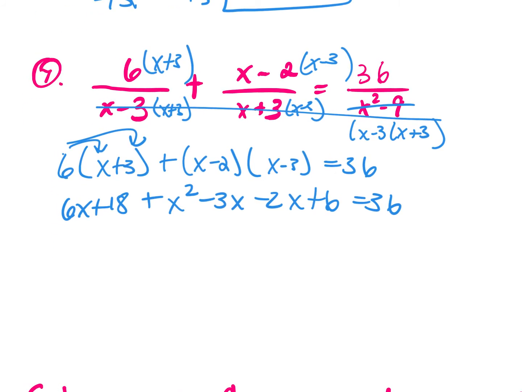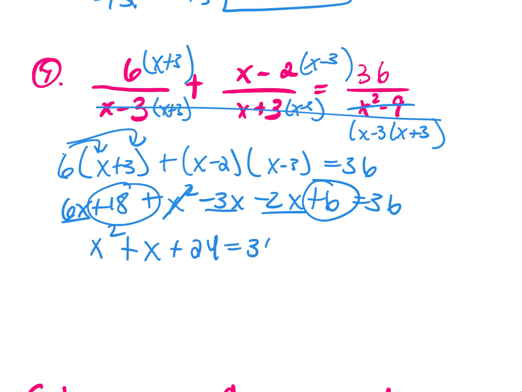Combine like terms. The highest exponent I have is x squared. I have 1 x squared, so that's good. Now I have a positive 6, negative 3, negative 2. That's going to give me plus x. Then I have 18 plus 6 gives me 24, so plus 24 equals 36.